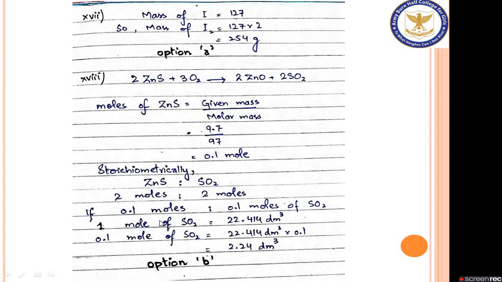So 1 mole of sulfur dioxide is equal to its molar volume, 22.414 cubic decimeters. For 0.1 mole, multiply the molar volume with 0.1 mole, and we will get 2.24 cubic decimeters. So option B will be the correct option. In the book they have mentioned 2.4, but it should be 2.24 cubic decimeters. So in this way, that's all about the MCQs from this exercise.